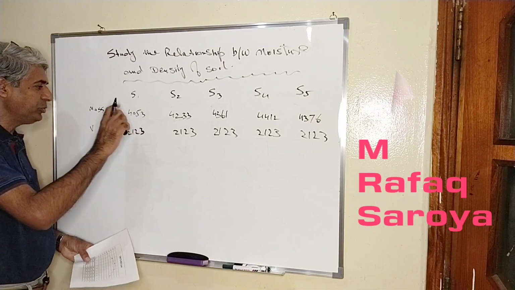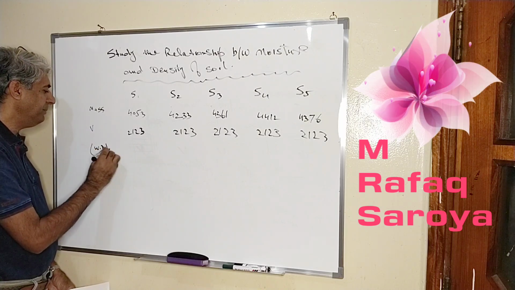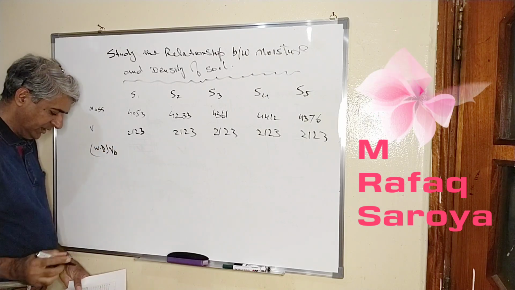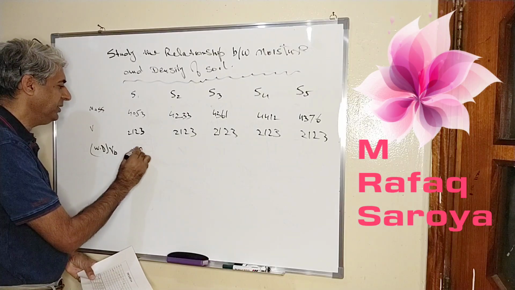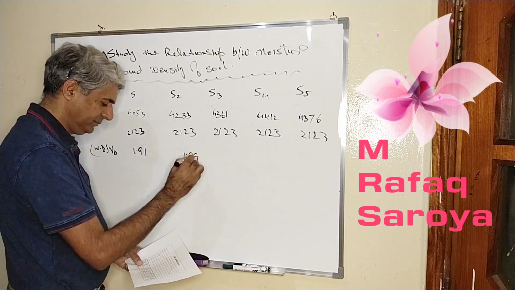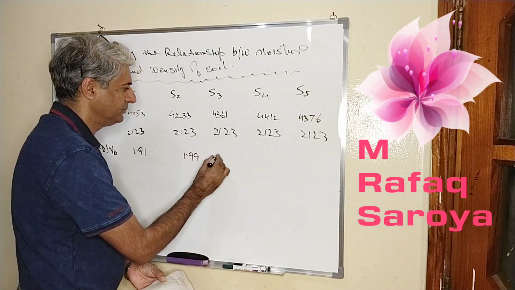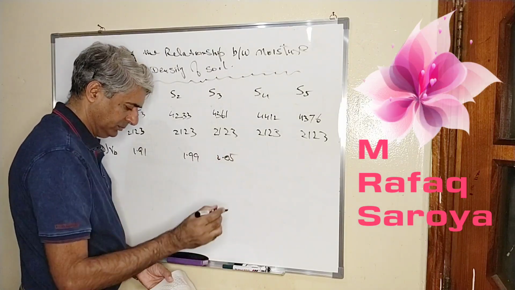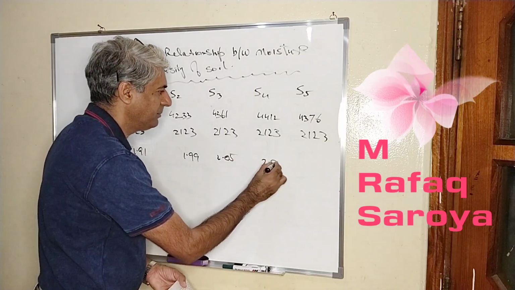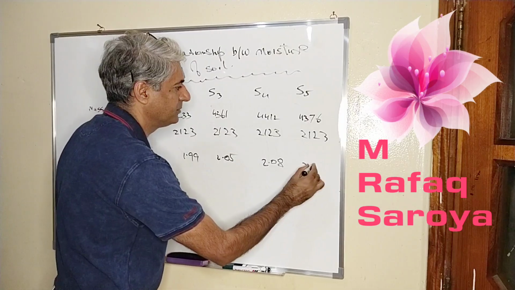After that, from these two relations, we will find out our wet density represented by gamma B. It will be equal to 1.91, 1.99, 2.05, 2.08, and 2.06.